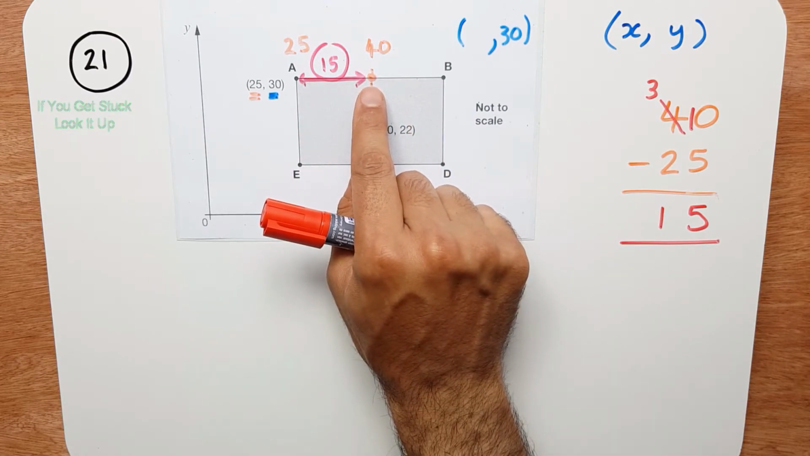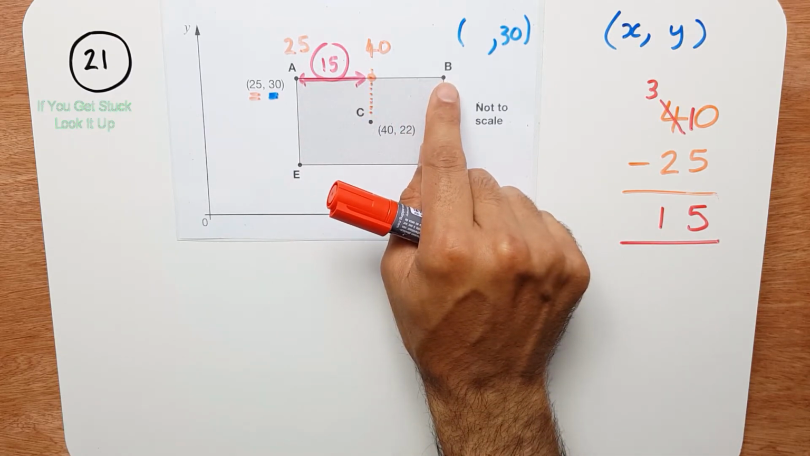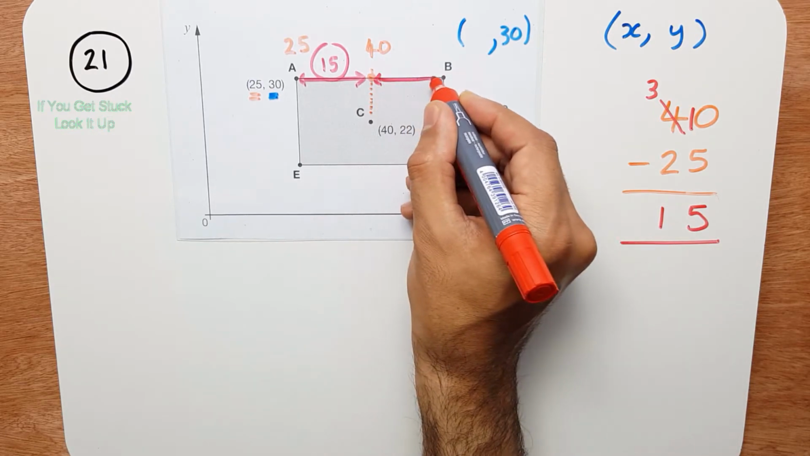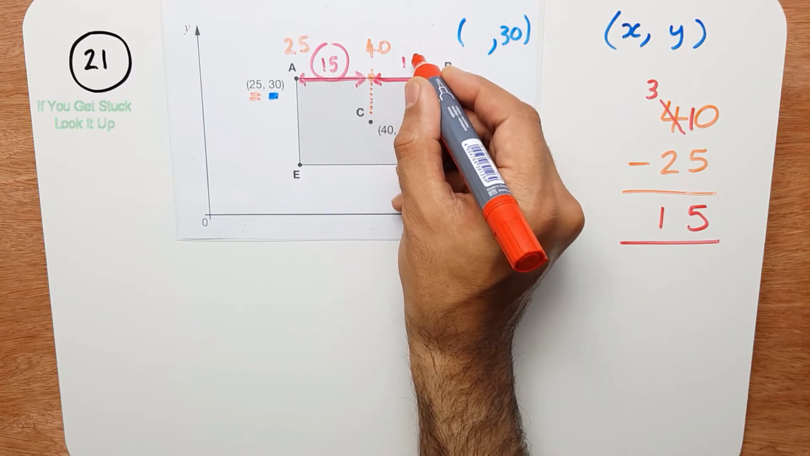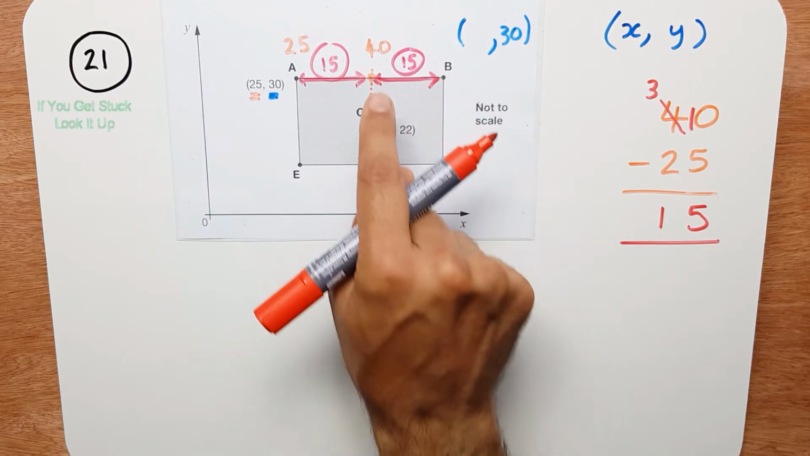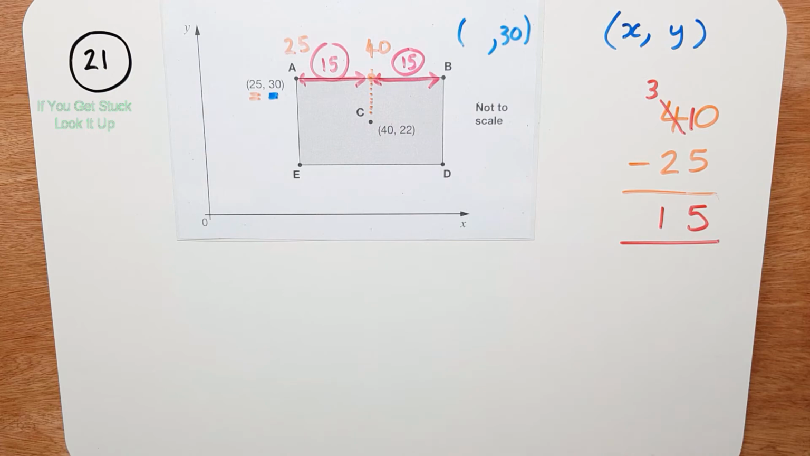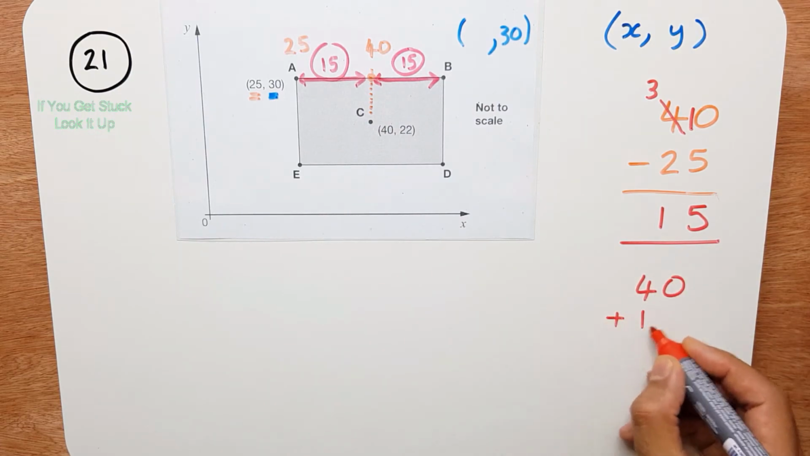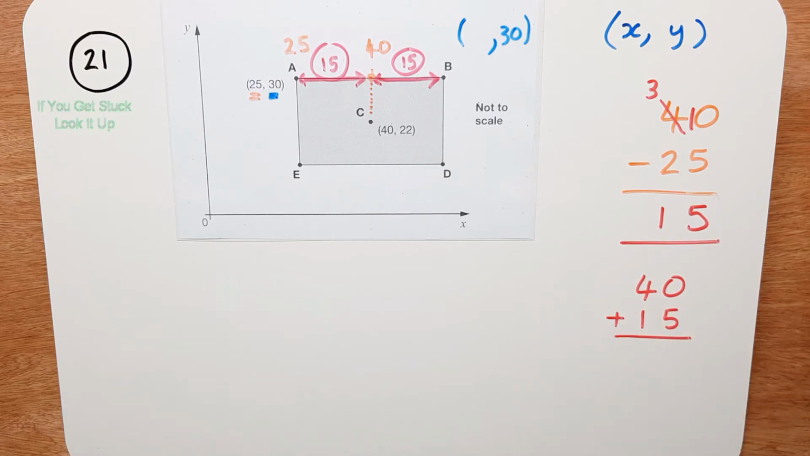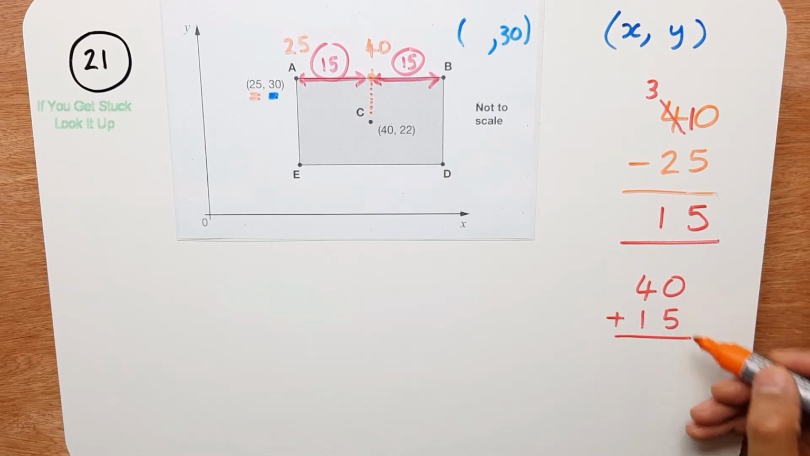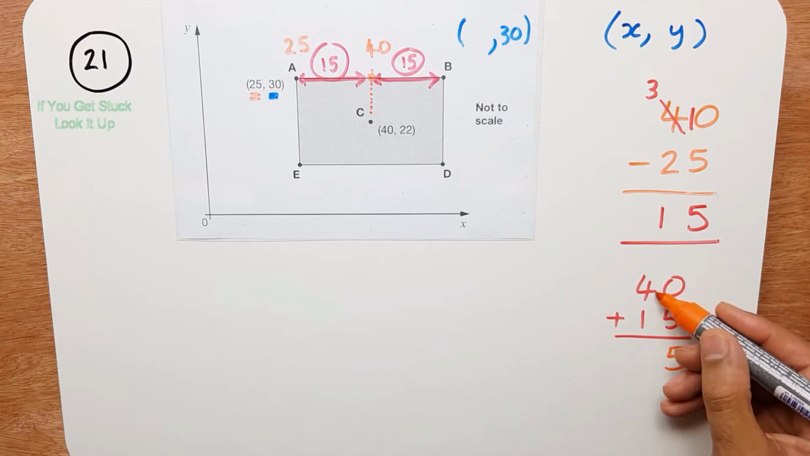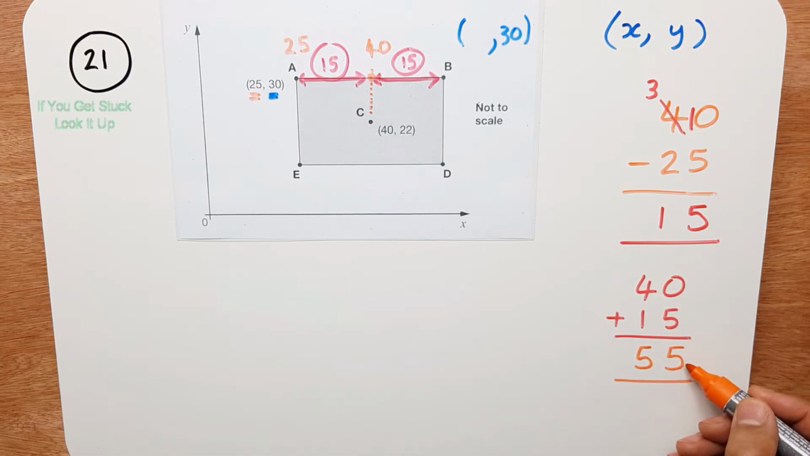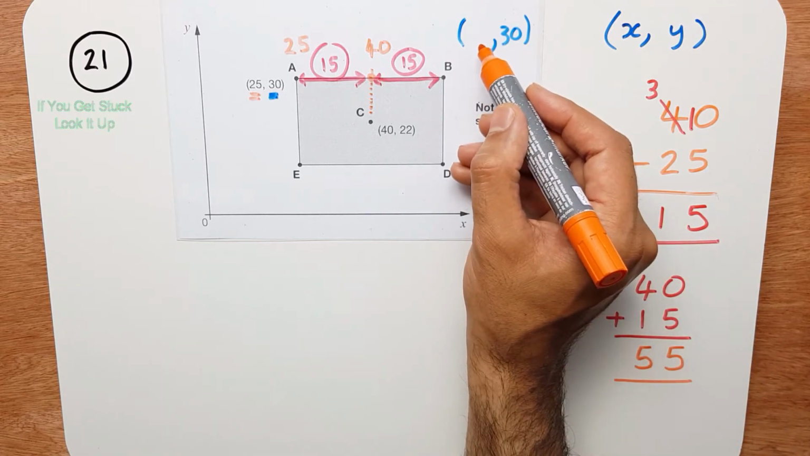So to jump from 40 to B, I'd have to add another 15. So what I now need to do is 40 plus 15. So let me do column addition here. 40 add 15. 0 add 5 is 5. 4 add 1 is 5. So we know it's 55. So we know the X coordinate is 55.